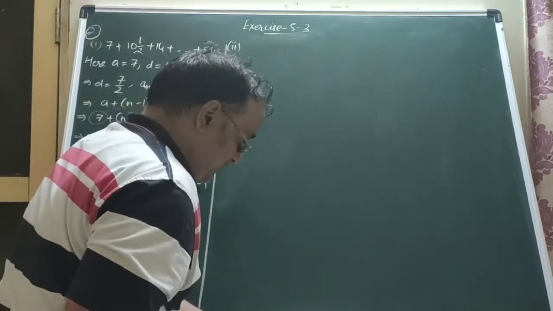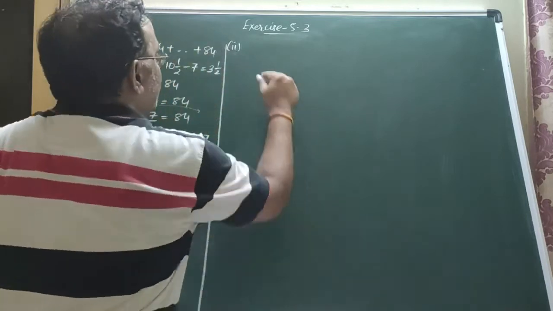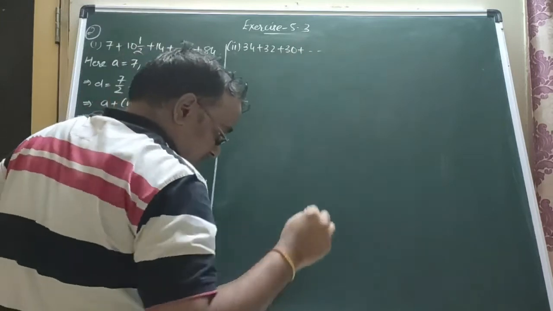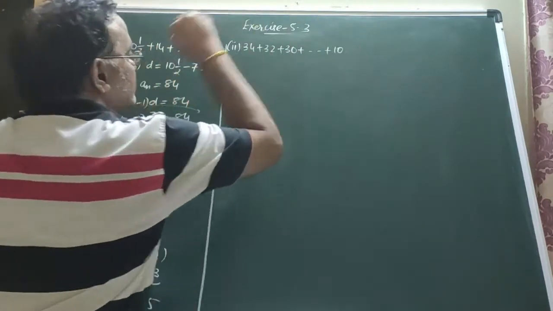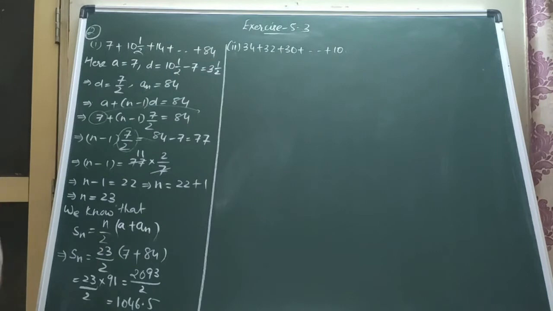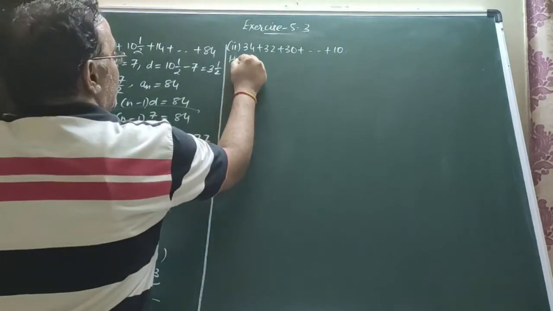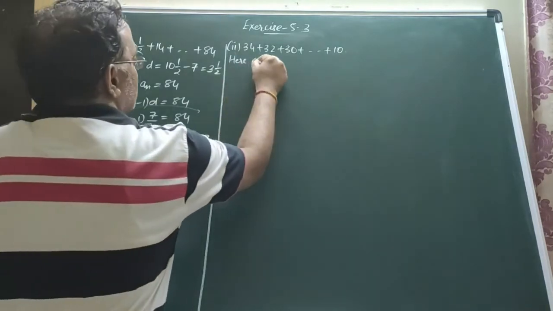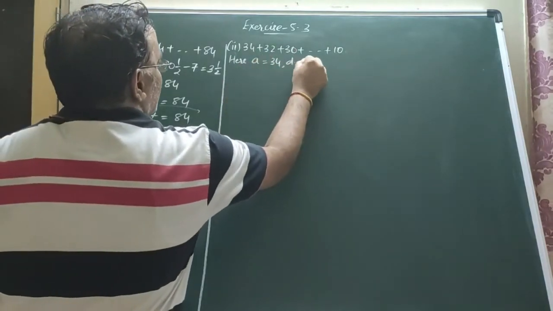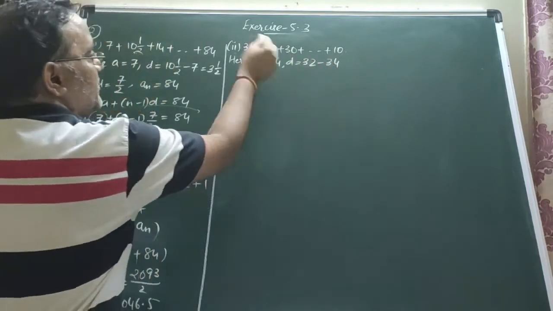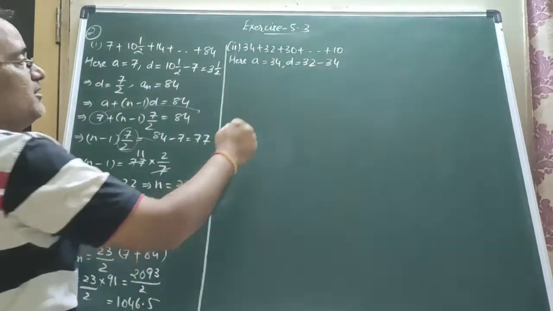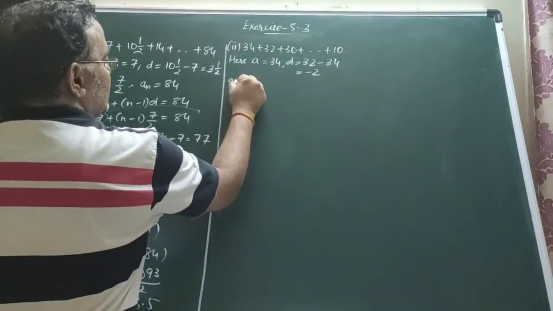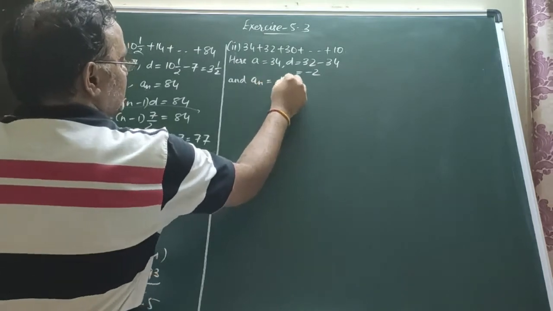The question is 34, 32, 30. The last term is 10. Here also we have to find the value of n. So here the value of a is 34 and the value of d is second term minus first term, that is 32 minus 34. It will be equals to minus 2. Okay, and the nth term is equals to 10.